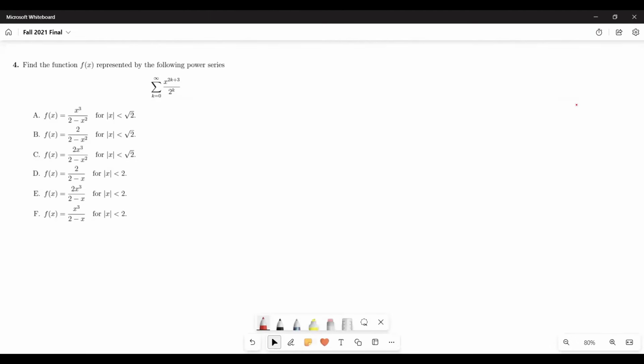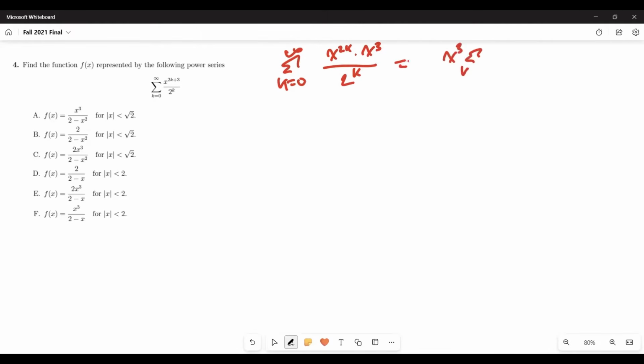Okay, this question asks to find the function represented by the following power series. Okay, so you can write this as the sum from k equals 0 to infinity of x to the k times x cubed over 2 to the k power. And I can take out the x to the 3 power. So x cubed, sum from k equals 0 to infinity of x to the k over 2 to the k. So they are both in the k power, so I can group this as x cubed, sum from k equals 0 to infinity of x squared over 2 to the k power, right?